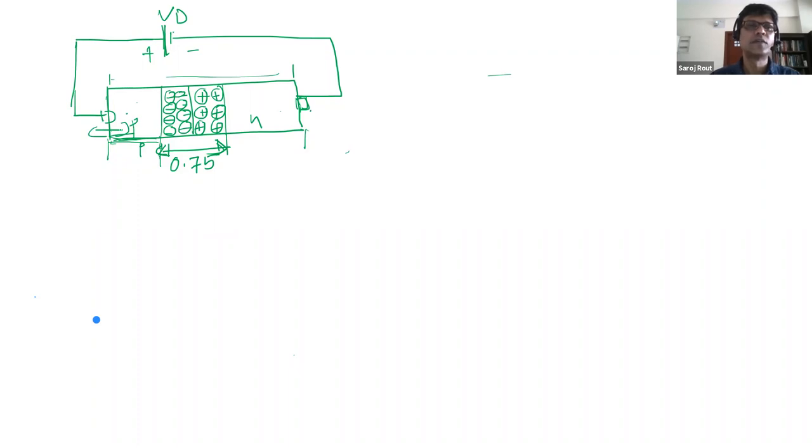So if you apply a positive potential with respect to this, let's call this VD. You apply a positive potential to the P side with respect to the N side. So what will happen is the first almost 0.75 volts, you have to fight against this, right? Because you have to fight against the potential to reach what's called the flat band voltage. That's what the flat band voltage is.